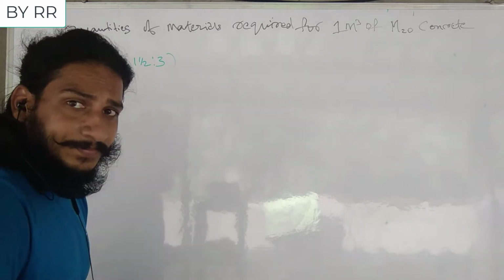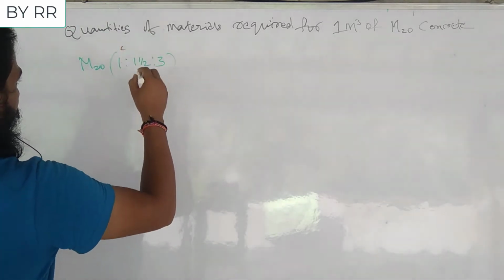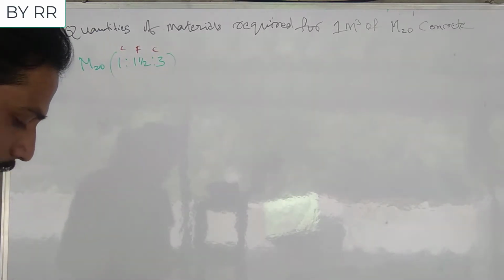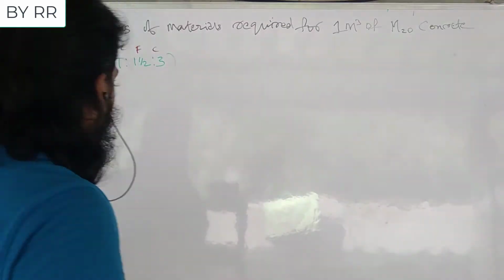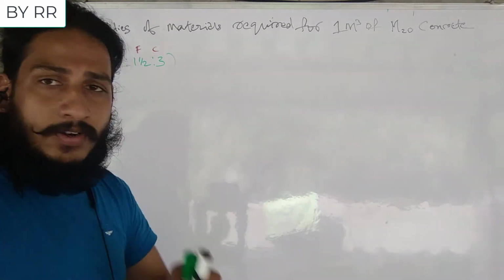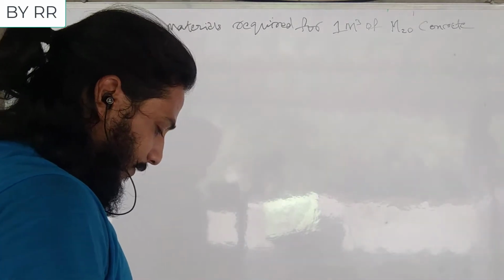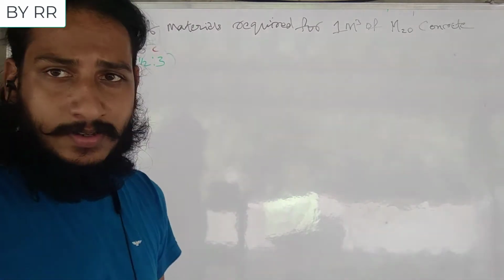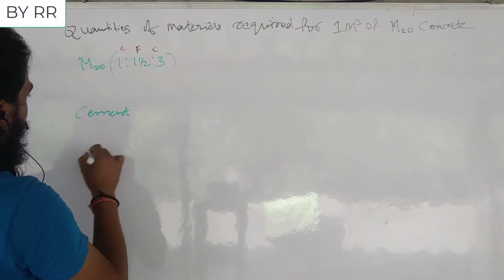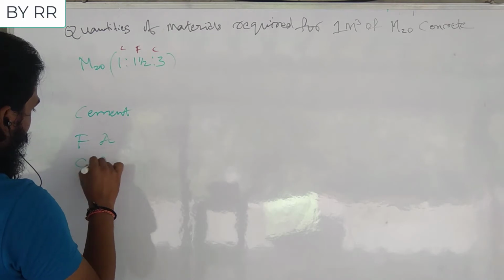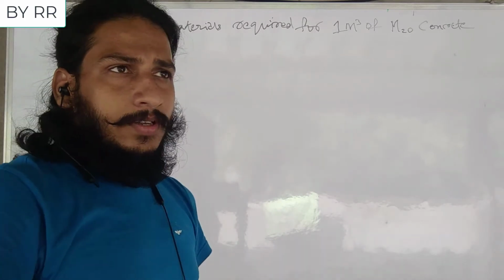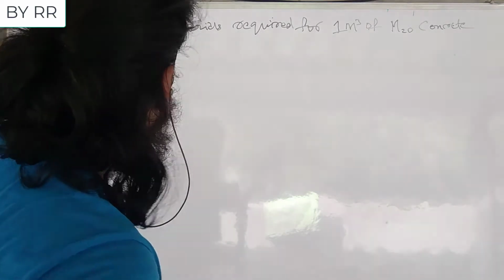Here, this is the cement, this is the fine aggregate, and this is the coarse aggregate. So we are going to find each material's quantity for 1 cubic meter. That means the weight of each material: cement, fine aggregate, coarse aggregate. Before finding that, we need to know the dry density of these materials.